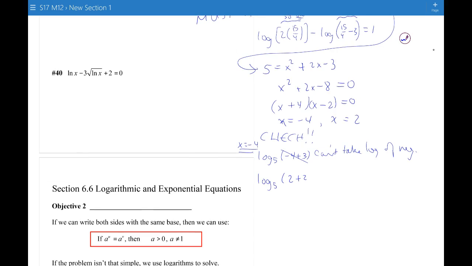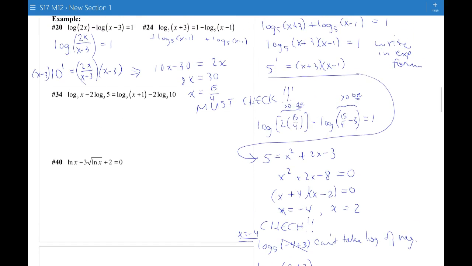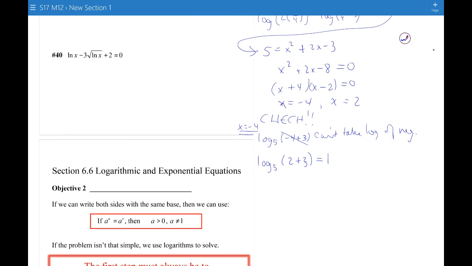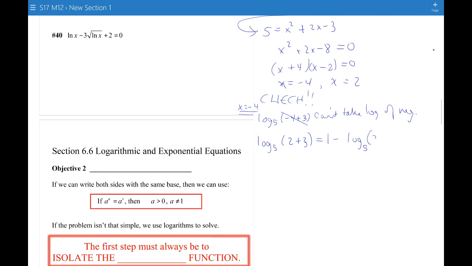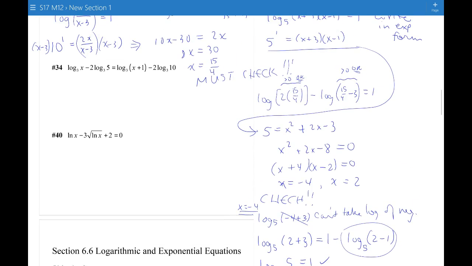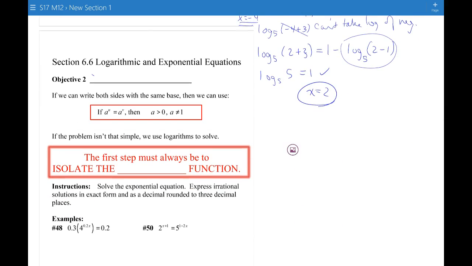So how about x equals 2? Log base 5 of 2 plus 3. And we want to know, does that equal 1 minus the log base 5 of 2 minus 1? Well, this says log base 5 of 5 equals 1 minus, and then remember the log of 1 is 0. So x equals 2 is our only solution. And let's do these next two together in class and go on to solving exponential equations.